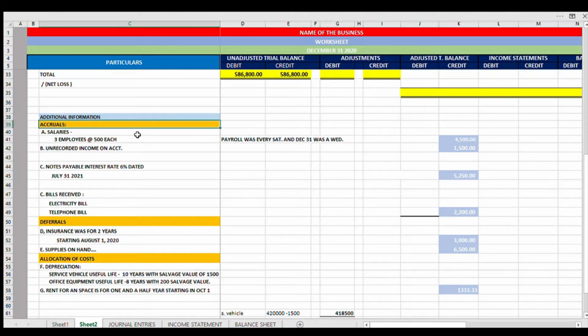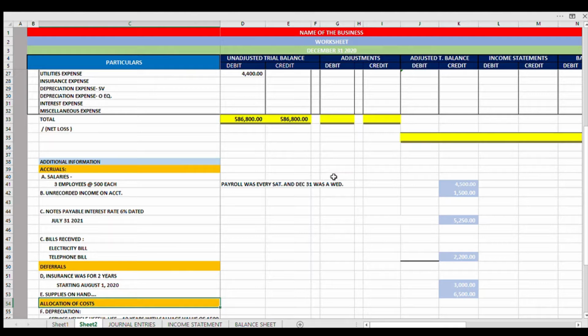Ang mga subject for adjustments are the accruals, the deferrals, and the allocation of cost, also known as the depreciation, and some other correcting entries and adjustments of unusual accounts, if there are any of those. Okay? So, let's start first.